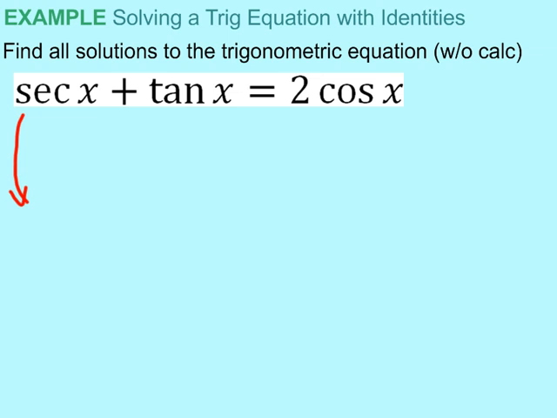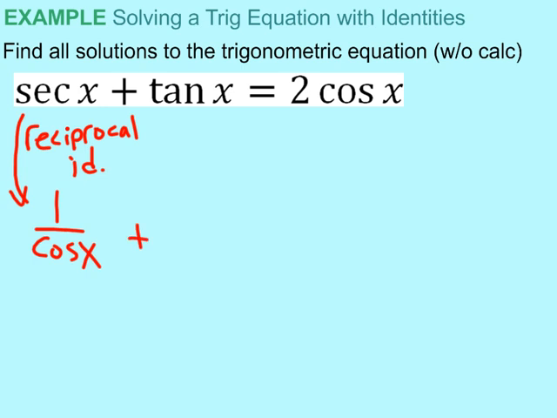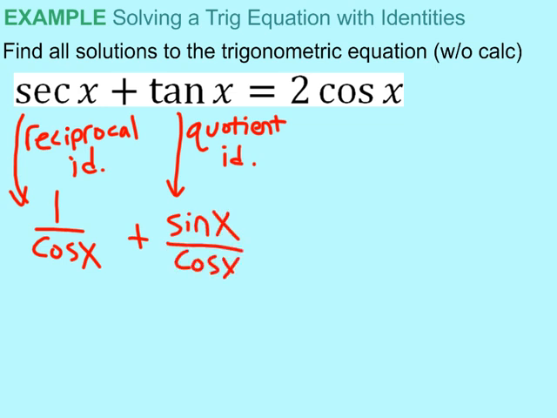Okay, secant of x. To turn that into sine or cosine, we will use our reciprocal identities, and that says that it's 1 over cosine of x. Tangent of x, using our quotient identity, we will write sine of x over cosine of x. And on the right side, it's already in terms of sine and or cosine, so I'll just leave it as 2 cosine of x.